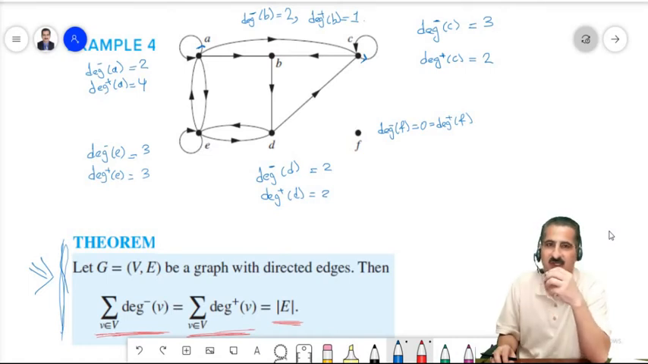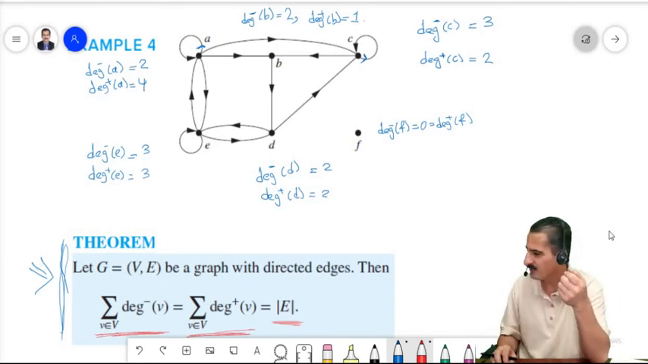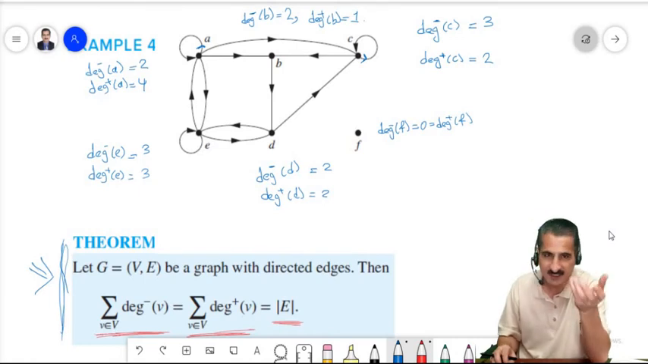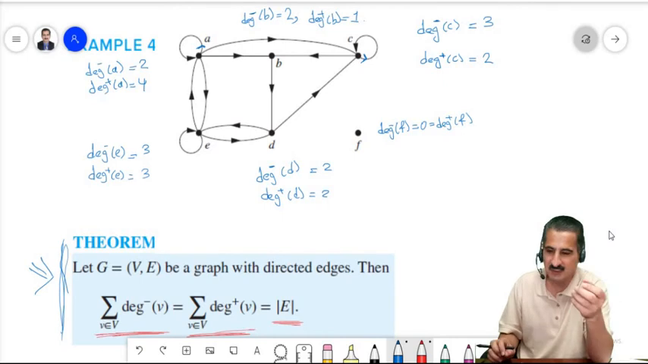If we count the in, then we are counting the edges. And if we count the out, then we are counting the edges again. If we count the in, then we count the edges. And if we count the out, then we count the edges again.